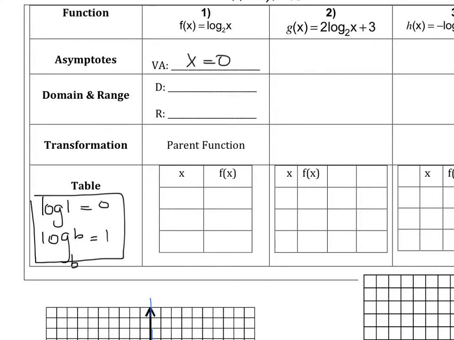So if you plug in 1 for x, log base 2 of 1 is going to be 0, and log base 2 of 2, so if x is 2, my answer is going to be 1. Now if you need a third point, you can put log of 1 over b, which is the reciprocal of the base, and the answer would be -1. So if I put half, the reciprocal of the base, my answer would be -1. So these are 3 points that can help you graph your logarithmic functions.